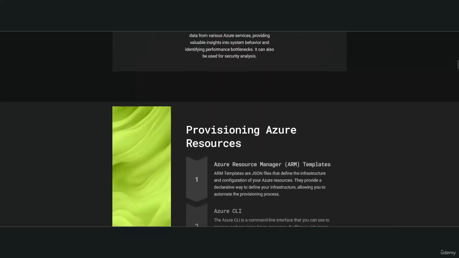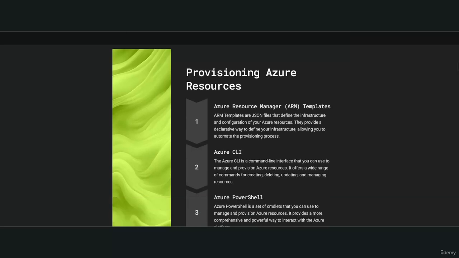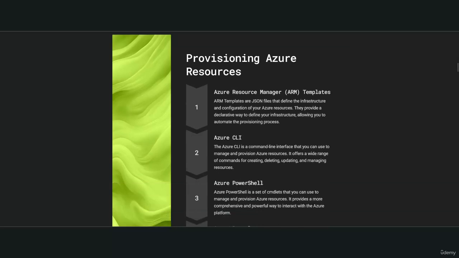Provisioning Azure resources. 1. Azure Resource Manager, ARM, templates. ARM templates are JSON files that define the infrastructure and configuration of your Azure resources. They provide a declarative way to define your infrastructure, allowing you to automate the provisioning process.